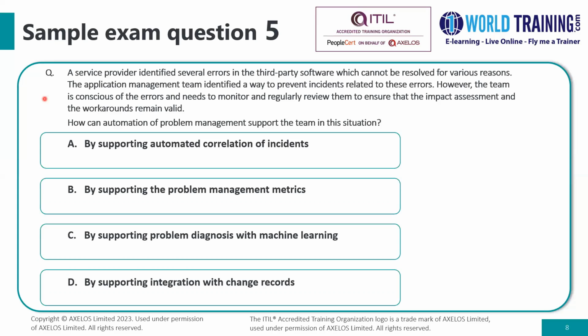So the question is about a workaround that has been created to prevent incidents for certain errors, but the incidents have to be monitored continuously, because it's possible that the workarounds may not be effective for the recurring incidents, and a better workaround or a permanent resolution may be needed. Therefore, how can automation help in this situation?